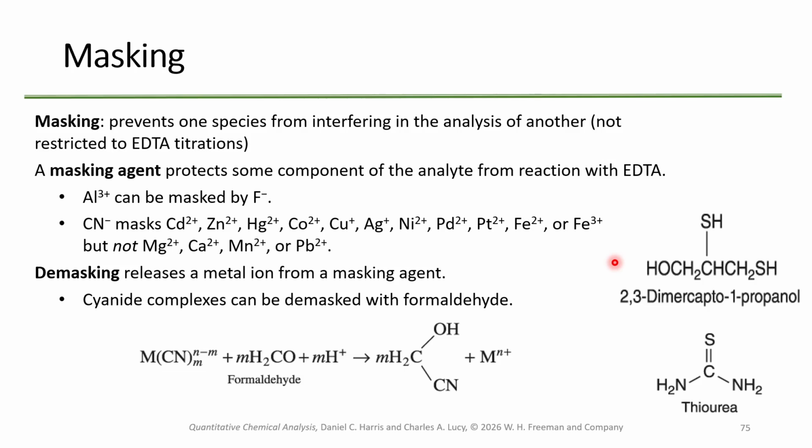Aluminum 3+ can be masked by fluoride. Cyanide masks all of these metal ions, but not these ones. I'm not even going to bother going through that.